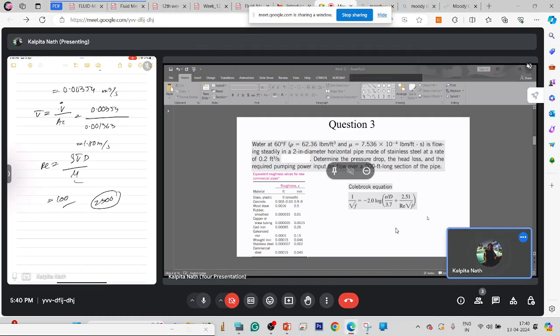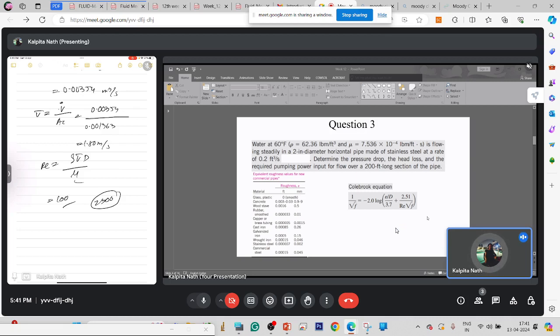Okay, so water at 60 degree Fahrenheit, density is given and viscosity is given, is flowing steadily in a 2-inch diameter horizontal pipe made of stainless steel. Make sure you understand stainless steel, so epsilon is given in the chart below. At a rate of 0.2 feet cube per second, the volumetric flow rate is given. Determine the pressure drop, the head loss, and the required pumping power input for the flow over a 200 feet long section of the pipe. The Colebrook equation is given.